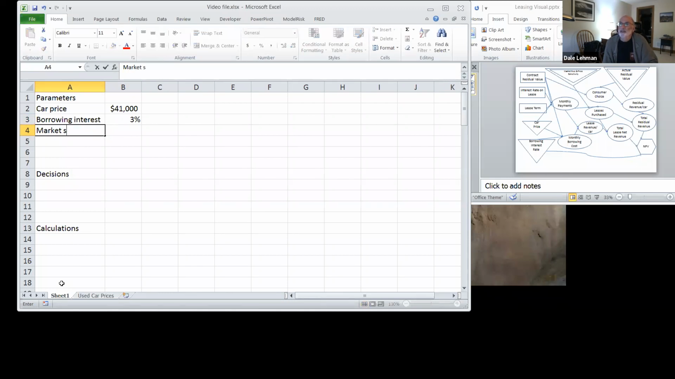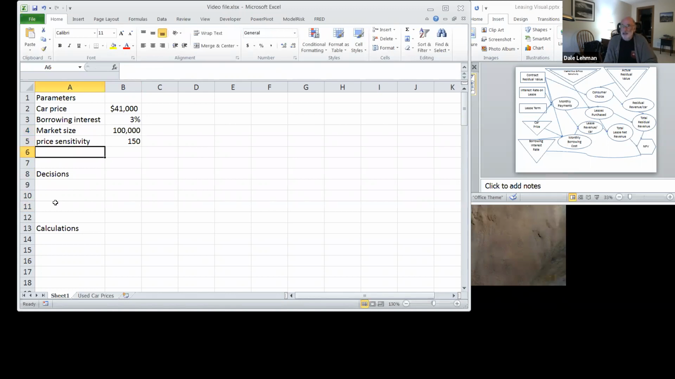Then I've got the market size, and I'll explain these in a minute, but let's just say there's 100,000 potential customers in the area for the leasing business, and a price sensitivity parameter. Just put 150 for now. I'll explain how those work and show you that in a minute.